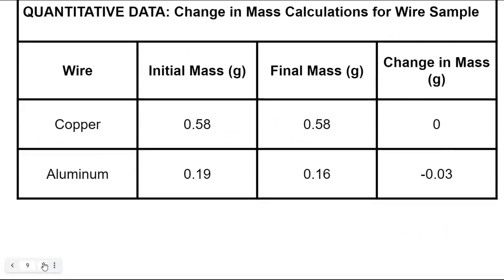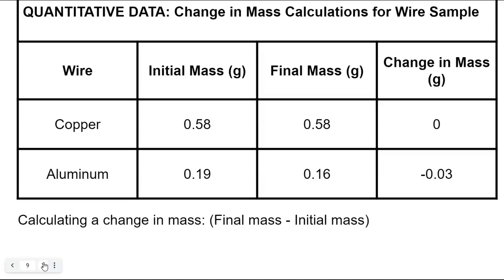In terms of our quantitative data, data that measures quantity, so numerical data, we're looking at the two different wires because we didn't mass the solution, we only massed the wires. And you had your initial mass, so for copper it was 0.58 grams and for aluminum it was 0.19 grams. And the final mass for copper was 0.58 grams and for aluminum was 0.16 grams, which means copper had zero change in mass and aluminum had a negative 0.03 gram change.